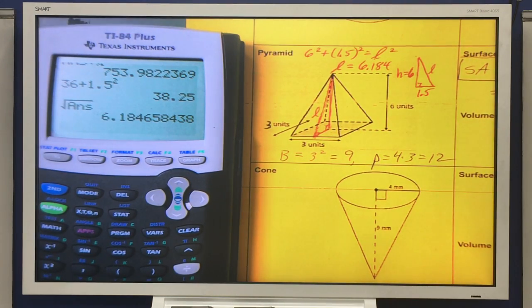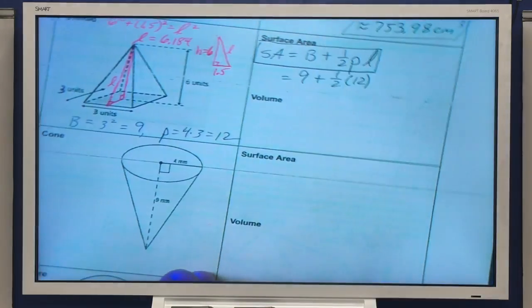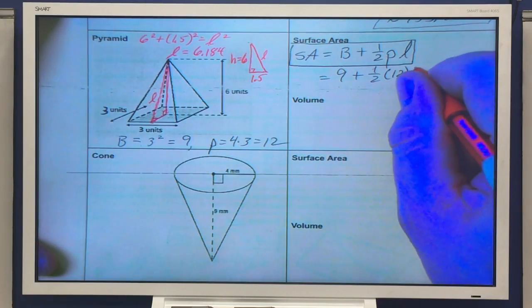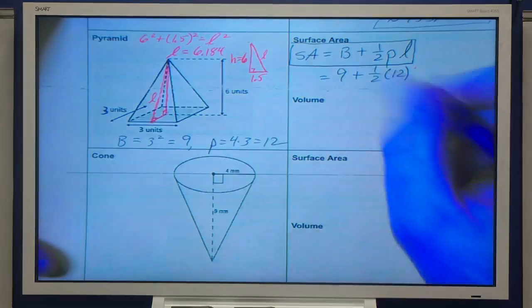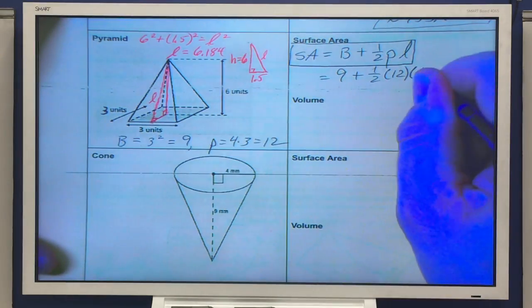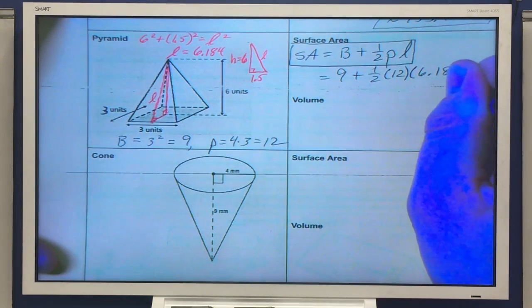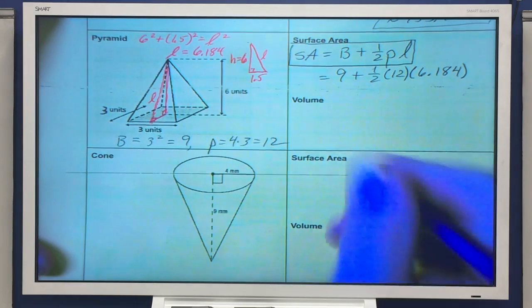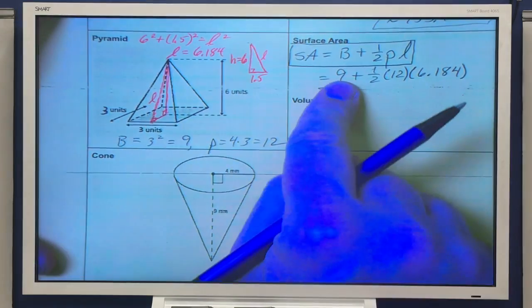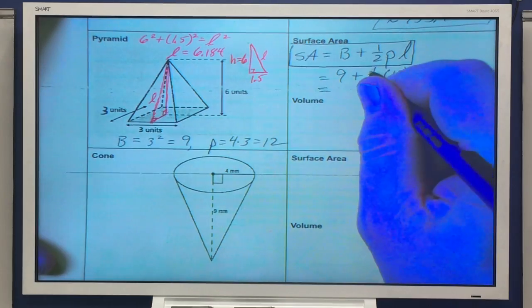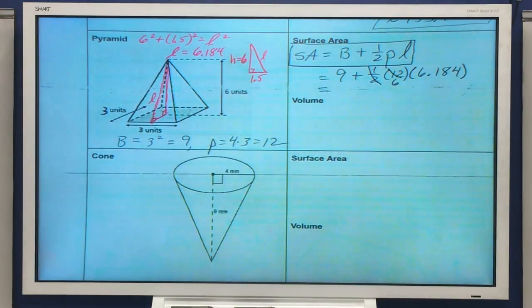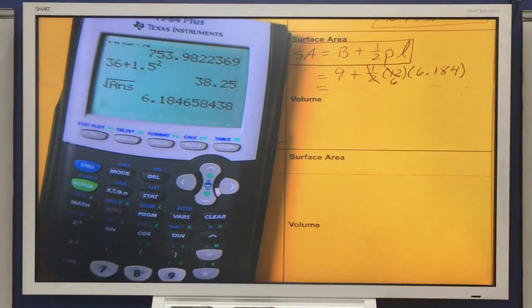So I'm going to go ahead and put that into my formula for slant height. 6.184. Like so. I'm going to multiply all that out on my calculator. Actually, I'm going to do half of 12 is 6, just to make the typing a little faster, a little easier. So here I go.